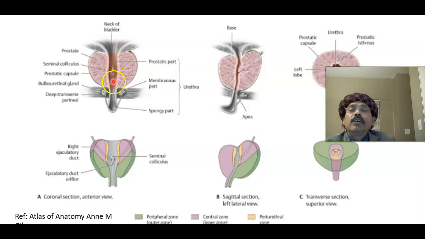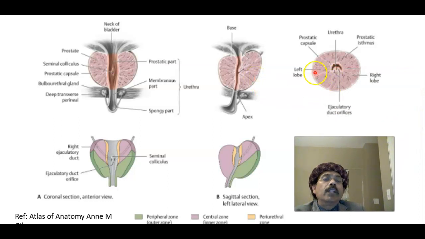Here to here is the prostatic urethra. This part is called the median lobe. This is the ejaculatory duct. This is the prostatic urethra. This is the median lobe. This is the anterior lobe, posterior lobe. We have the lateral lobes here, one left lobe, one right lobe. So we should have 5 lobes: left lobe, right lobe, anterior lobe, posterior lobe, and the median lobe.